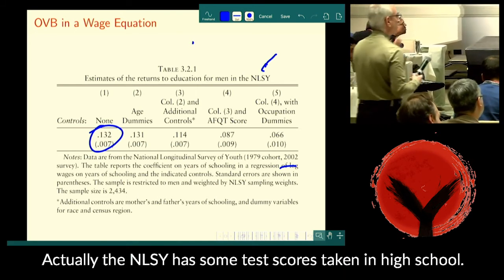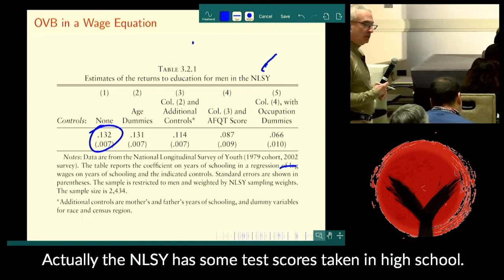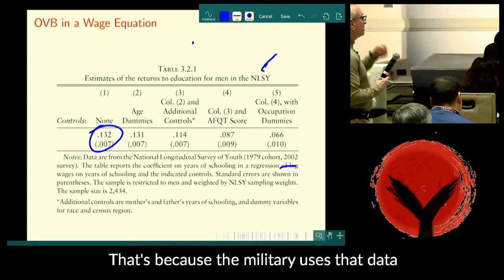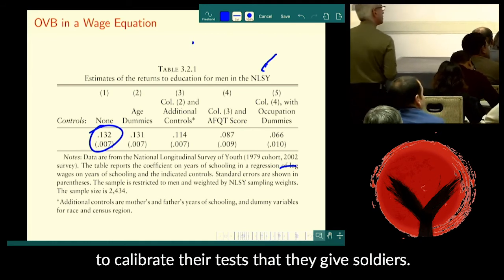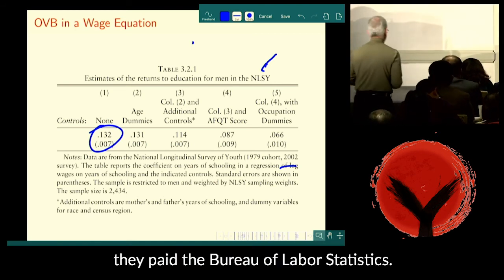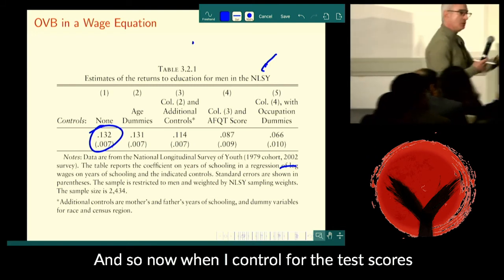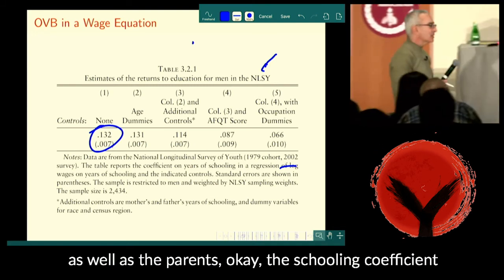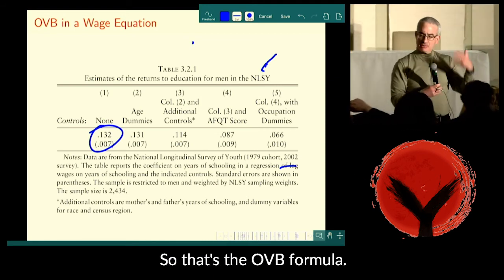The NLSY has some test scores taken in high school. That's because the military uses that data to calibrate the tests that they give soldiers. And so they paid for everybody in the NLSY to take those tests. They paid the Bureau of Labor Statistics. And so now when I control for the test scores as well as the parents, okay, the schooling coefficient is getting smaller. So that's the OVB formula.